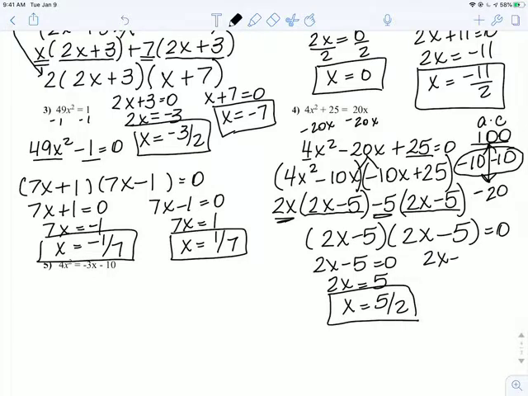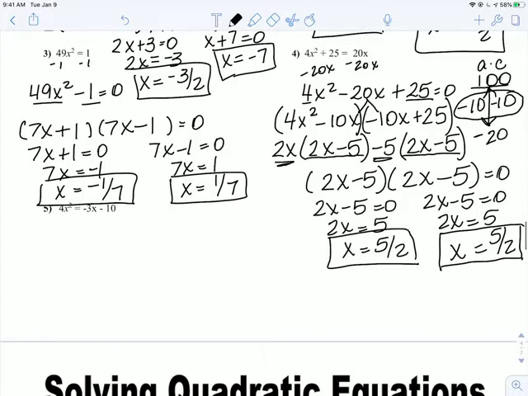Now, since both of these factors are the same, you're obviously going to get the same value for each x. That means in this case, you really only have one real solution. This is an example of a quadratic that just touches the x-axis in one place. All right, let's look at the last one.